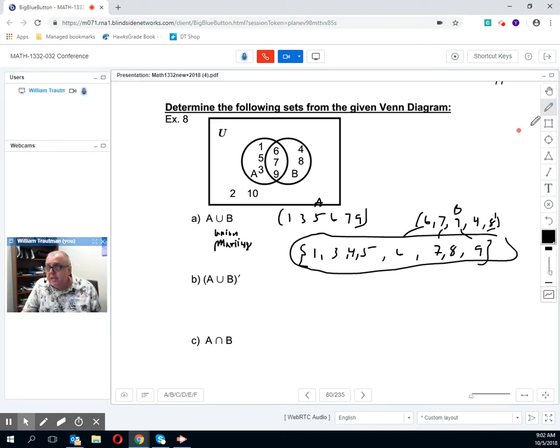Okay, so the next question says not A union B. Here's A union B. We already found that. What are the numbers in the universal set that are not in A union B? So we already have A union B. Which ones are not? Well, 2 is not. Do you see 2 is part of the universal set? So is 10. 2 and 10 are the only numbers that are not in this group right here. 2 and 10 are the only ones that are not in A union B.